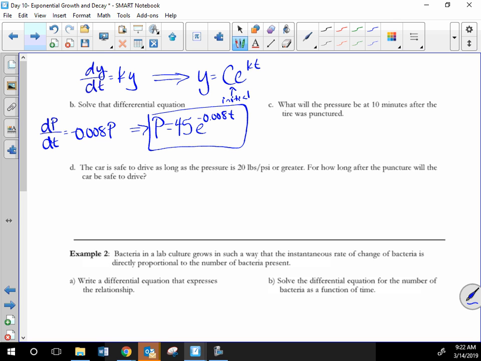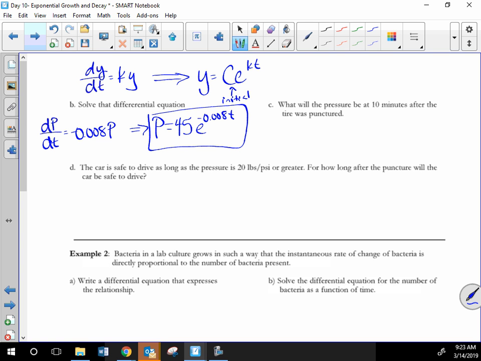So again, you could have gone through, separated, integrated, and solved. But whenever we have that directly proportional kind, we can immediately jump to our answer using the shortcut. Okay, so it made it a lot faster for us to solve it. Okay, questions with B. Now C.